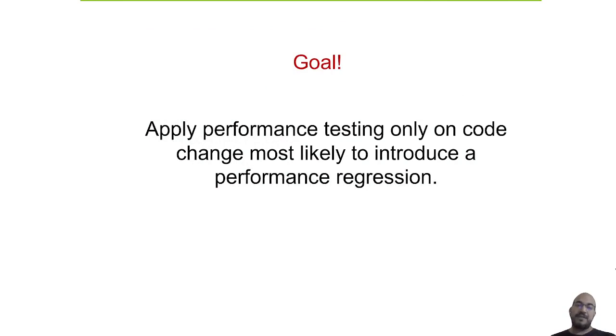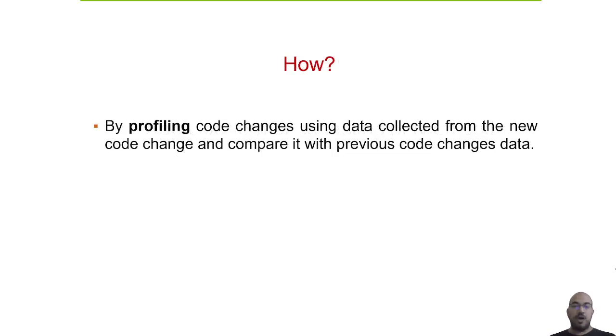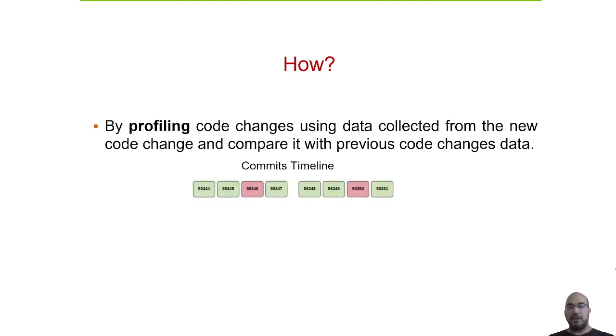So for that reason, the goal of this research is to come up with a way to help us better prioritize code changes for performance testing, so that we can help developers appropriately capture performance regression. How would we do that? By profiling code changes and trying to see whether a given code change might be closer to the benign changes that don't introduce performance regression, or closer to the problematic ones, and that way we can prioritize accordingly. So let's look at how this works.